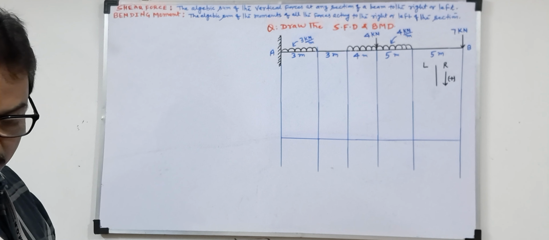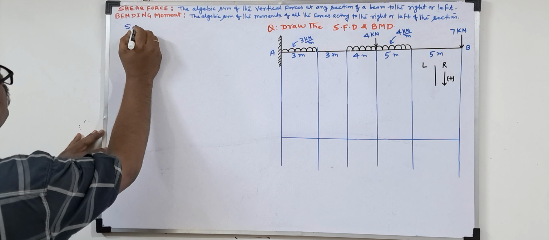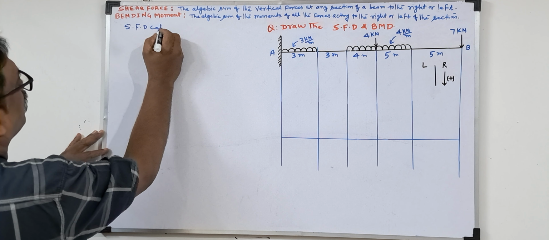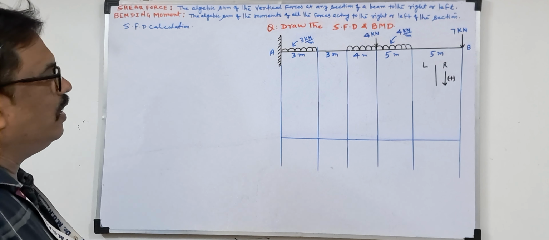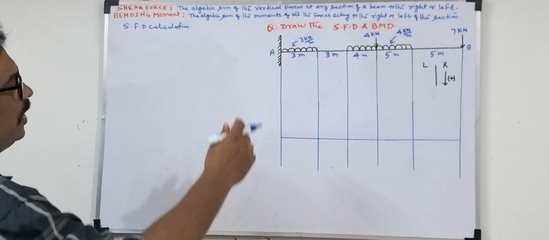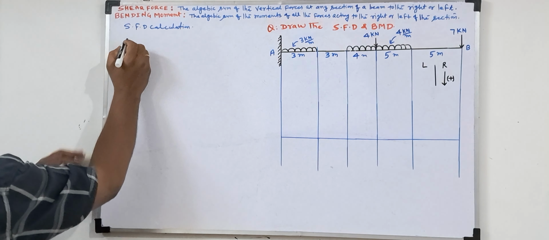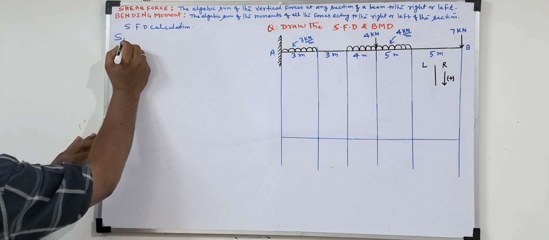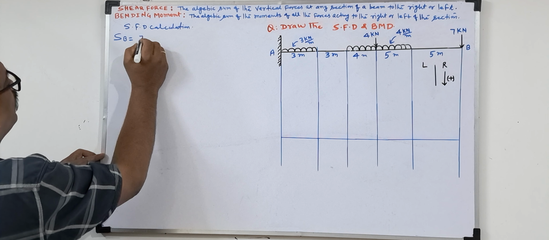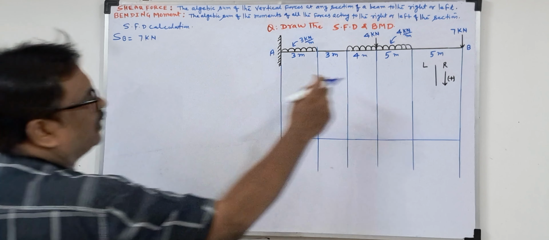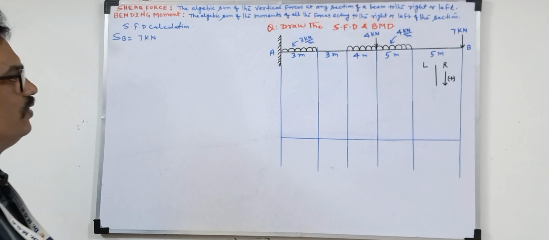Before this we have to do the shear force diagram calculation. You have to draw a neat and clean diagram for the calculations. I'm taking the right side, where all downward force will be positive. So first, S means shear force at point B. Any force there? 7 kilonewton. Shear force in the downward direction is positive, so positive shear force.